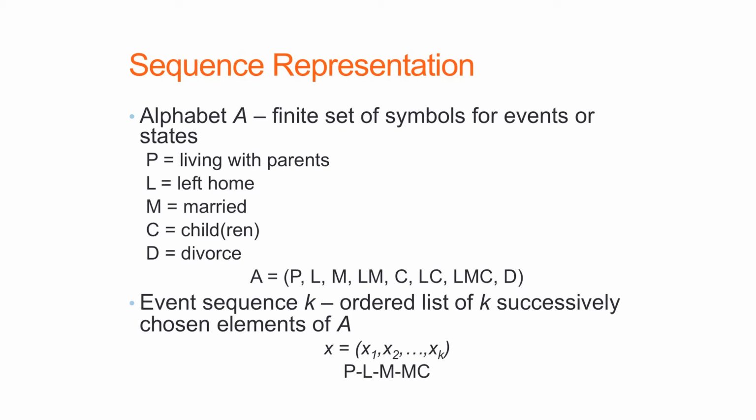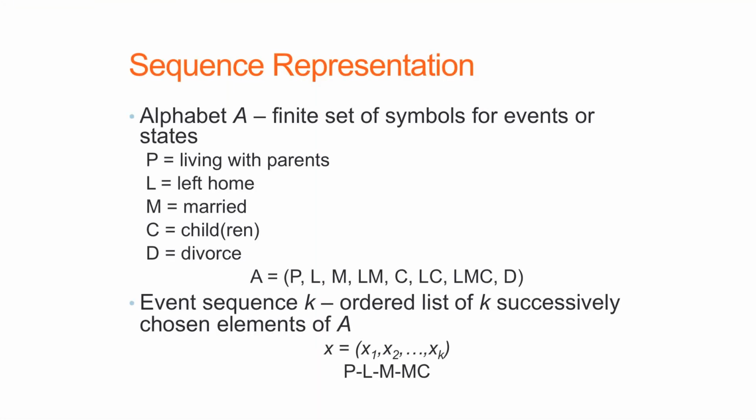So the alphabet that is used in the ship data has 8 characters, and they include the events and states and also combinations. So we have P for living with parents, LM for left home and married, C for having a child, LC for left home and having a child, LMC for left home, married, and having a child, and then divorced, D. So LM is a different character than L or M? Okay. Right.